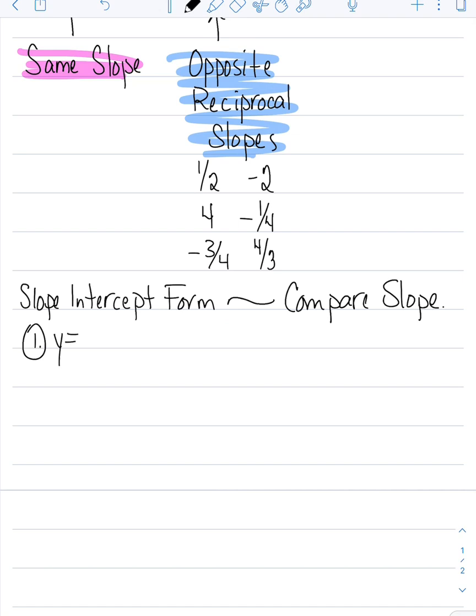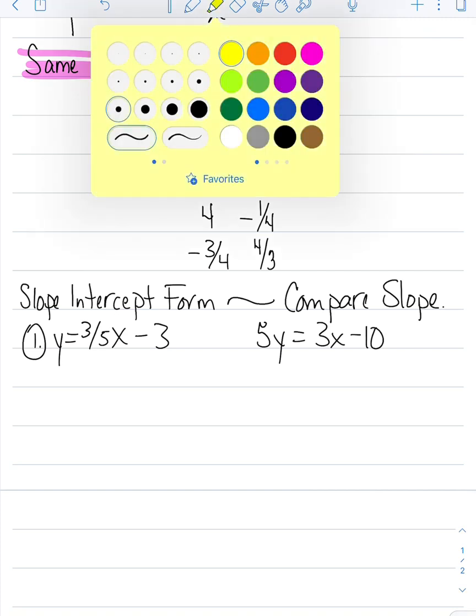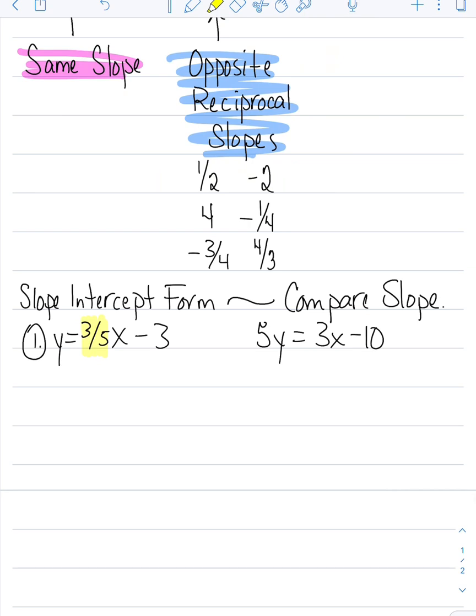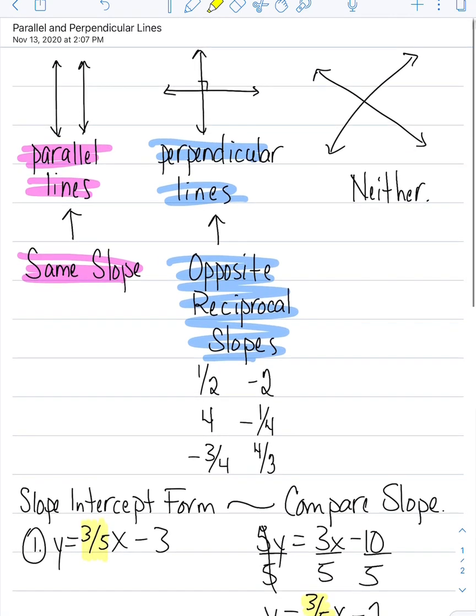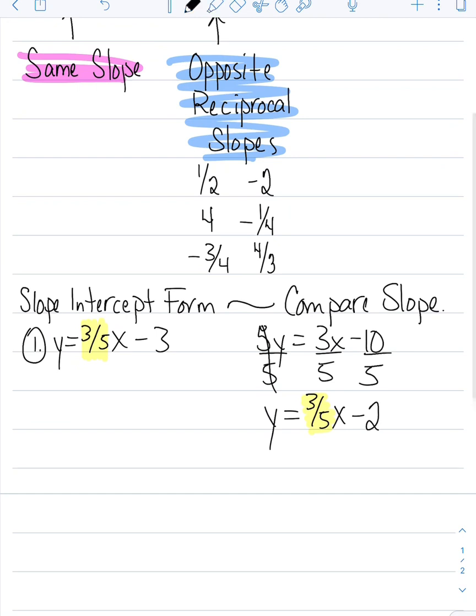So let's look at the first example. y = 3/5 x - 3, and 5y = 3x - 10. First of all, can we easily see the slope in both? Well, I can see the slope in the first one. It's 3/5. But I have to do a little bit of work on the second equation. I have to divide everything by 5 to get the slope. So y = 3/5 x - 2. Now I can see that the slope of the second line is 3/5. So let's discuss what that means. Well, if we look back at our notes, if lines have the same slope, they're parallel. So these two lines, if they were graphed, would create parallel lines.